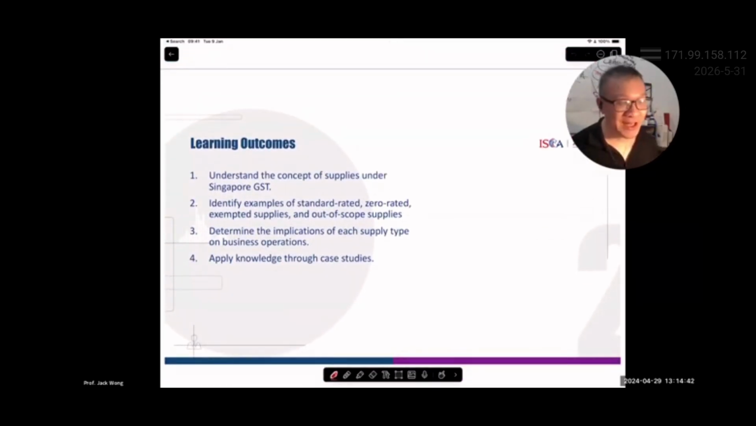Number 1, to understand the concept of supplies for Singapore GST purposes. Number 2, let's talk about examples of standard rated supplies, zero rated supplies, exempted supplies, and out of scope supplies. Of course, there are more than that in Singapore GST. We are going to deal with these 4 in this presentation. And number 3, how to determine the implications of each of the supplies type in respect of a business operations.